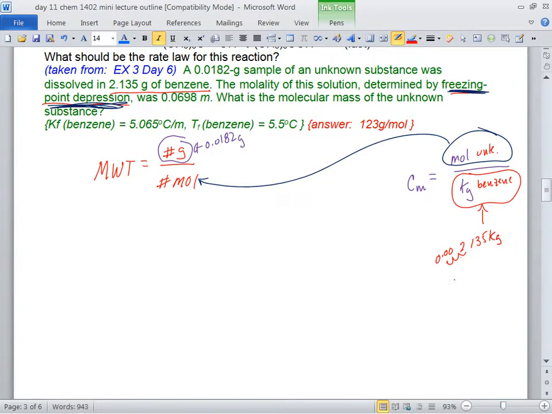So now all I got to get is Cm. Right? So Kendall, now what? We have Cm, don't we? What's the point of them telling us 0.0698? That's Cm. Oh, they did tell us Cm, didn't they? How do you know that's Cm? Because it has a little m on it. Wow. So my little trick of writing delta Tf equals Kf Cm wouldn't have really done much, would it? We know Cm.